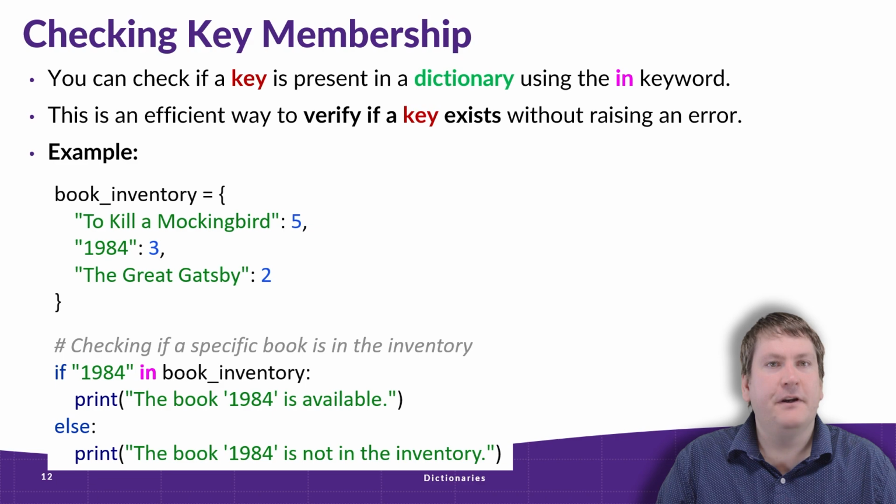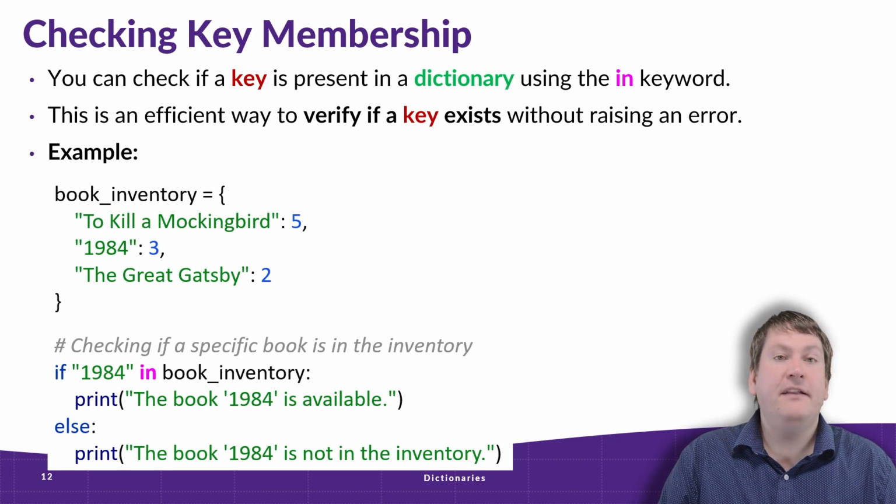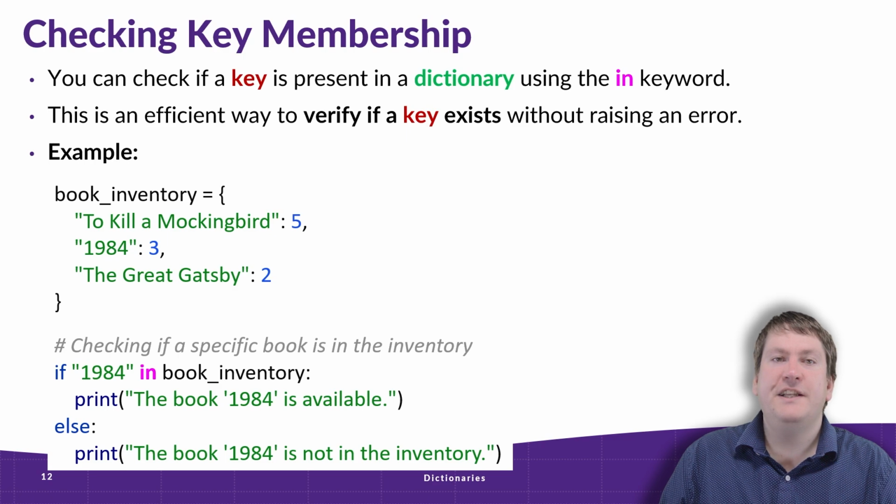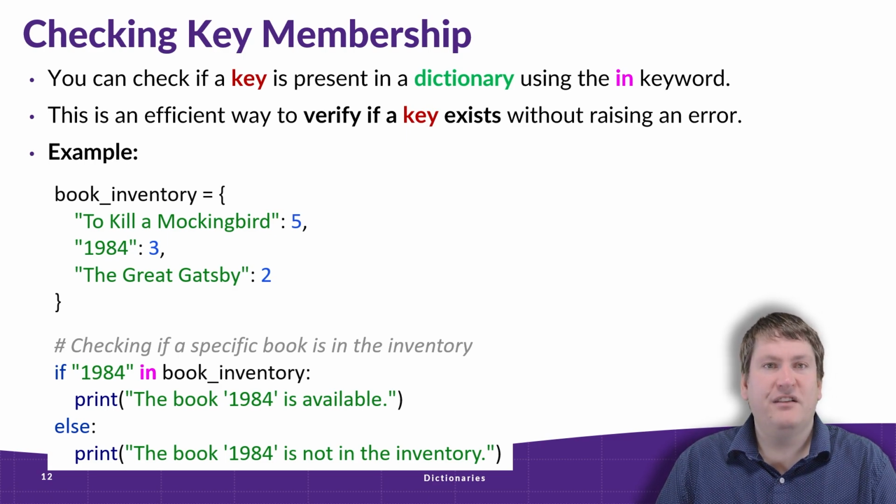And now we finally have a new dictionary. In this case, the dictionary holds an inventory of books, presumably for a bookstore. So the keys are the name of the book, and the values are how many of the copies of that book we have in stock. So this dictionary contains 3 keys: To Kill a Mockingbird, which we have 5 in stock, 1984, which we have 3 in stock, and The Great Gatsby, which we have 2 in stock.